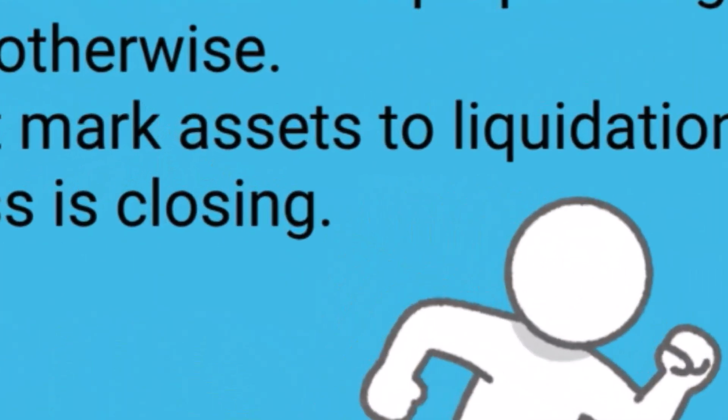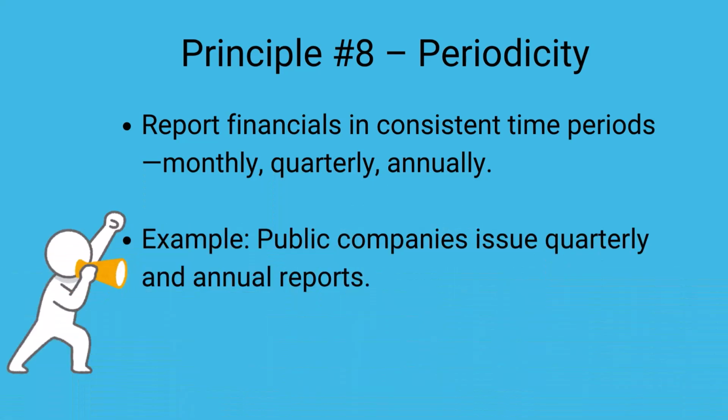So here's the bottom line. Continuity ensures that financial statements reflect ongoing operations, not panic or speculation. It provides the stability in how companies report their financial position, while still requiring transparency if the future of the business is at risk.